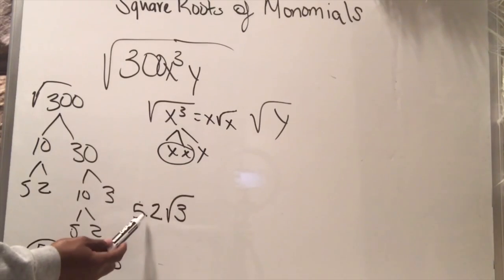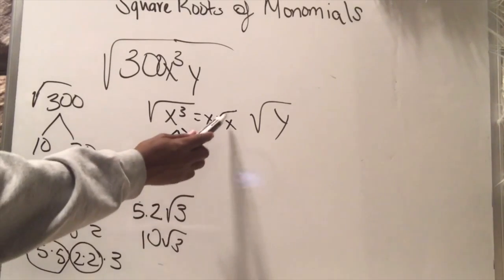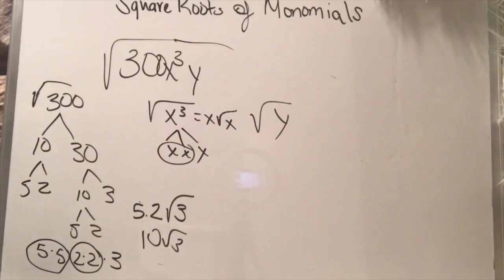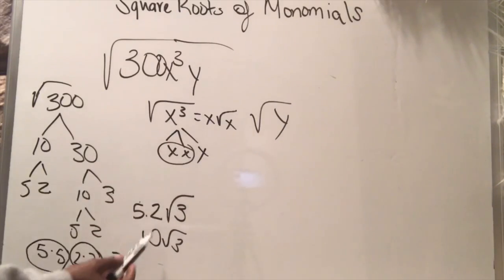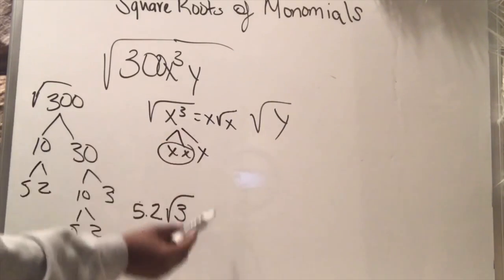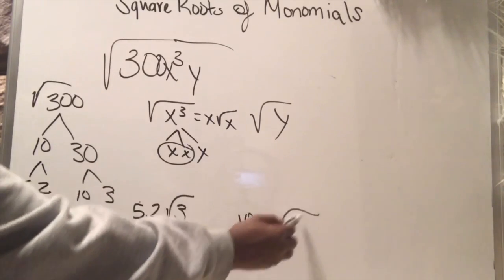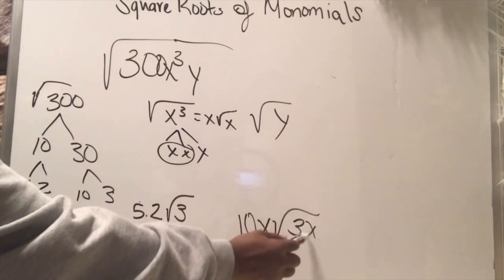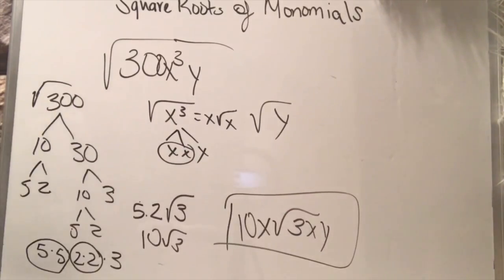So let's recap. We have 10 square root of 3, x square root of x, and square root of y. So everything that's on the outside, we put together. So we have this and this. So we have 10x. Then we have square root of 3, x, and y all on the inside. So that will be your answer.